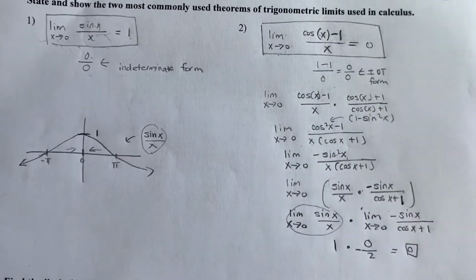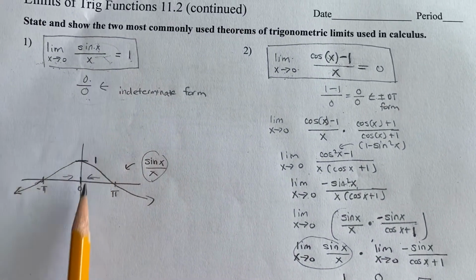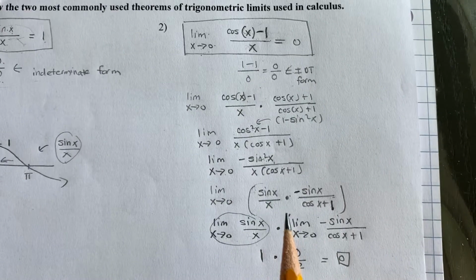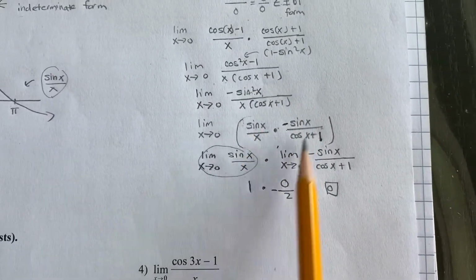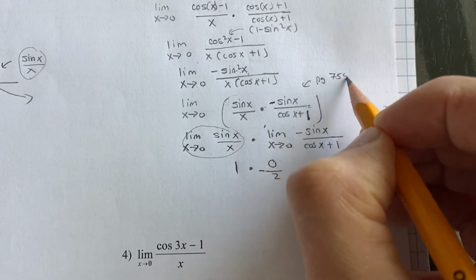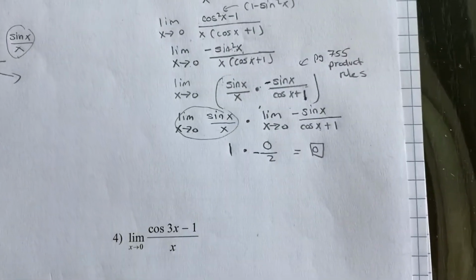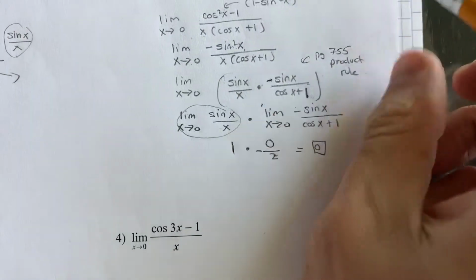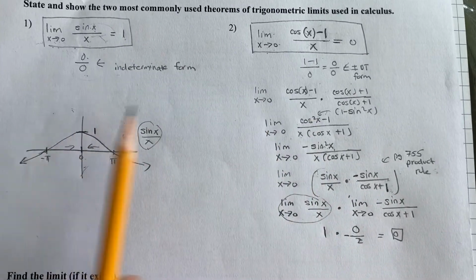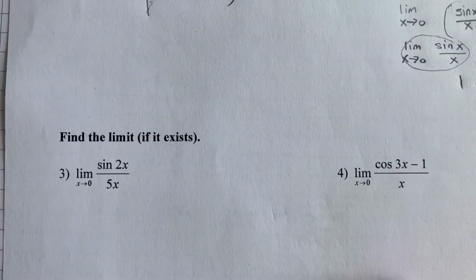So this one I showed you graphically. After we arrived at this graphically, we manipulated it based on our knowledge of multiplying by conjugates and whatnot. And then we also went over some limit properties, again on page 755 in your textbook. I would go back and review those rules. It's called the product rule. Now that you have these two theorems, we're going to use either of them in doing the examples.